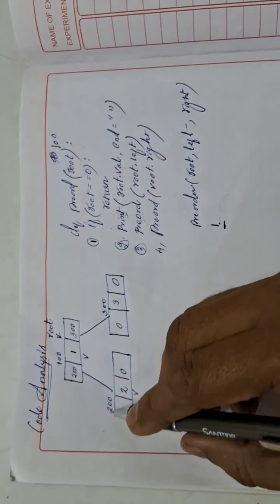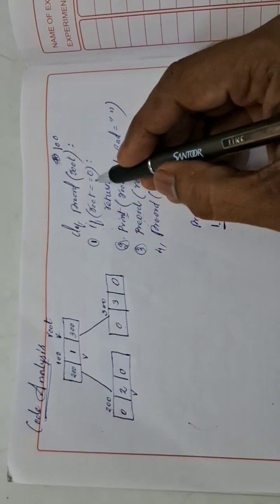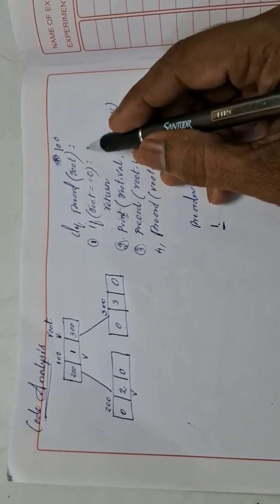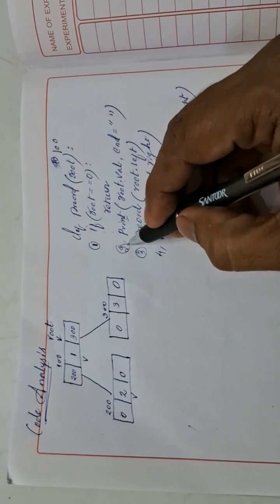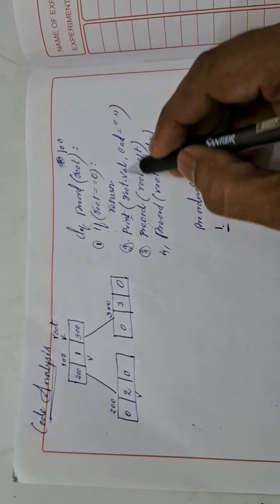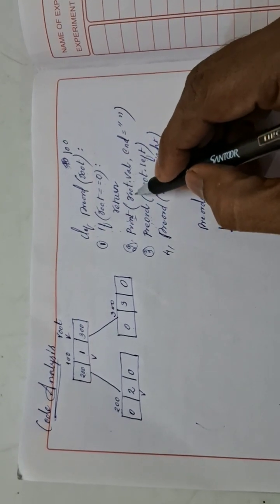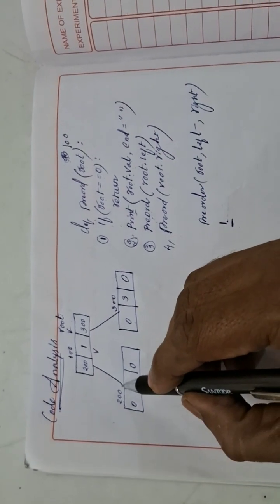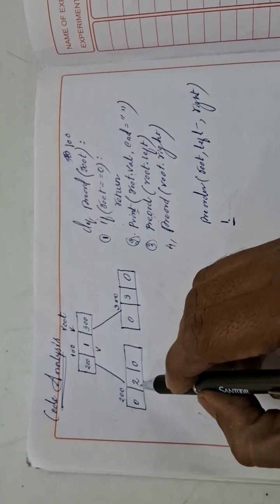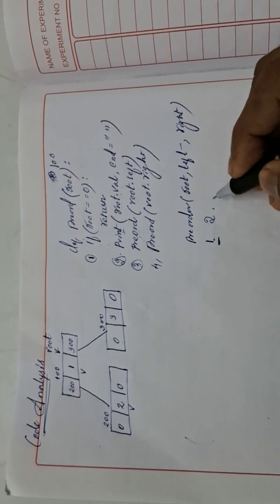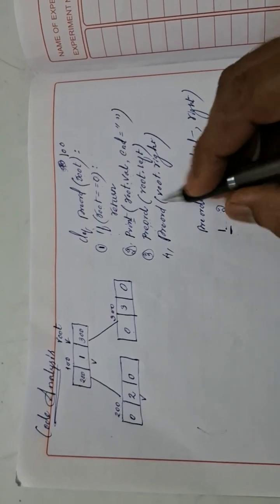So root becomes 200, which is not equal to 0. Again this condition will be false, and it directly comes to the second part, that is root dot value. What is the value present in 200? Because this is the root currently, 200 dot value is 2, and now the 2 will be printed here.